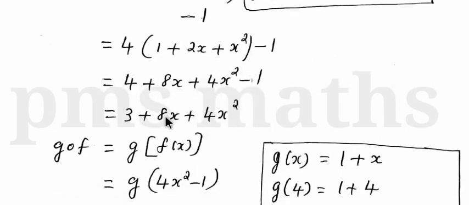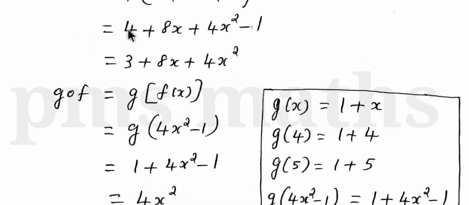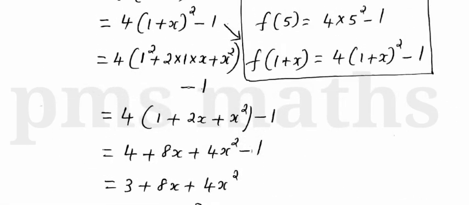Then here 4 is common for these 3 terms. Multiply by 4. 4 into 1, 4. 4 into 2x, 8x. 4 into x square, 4x square. Then put this minus 1. Then 4 minus 1 is nothing but 3. Then put this 8x. Then write this one, plus 4x square. This is the value of f of g.